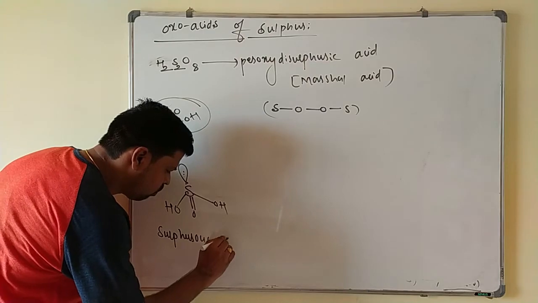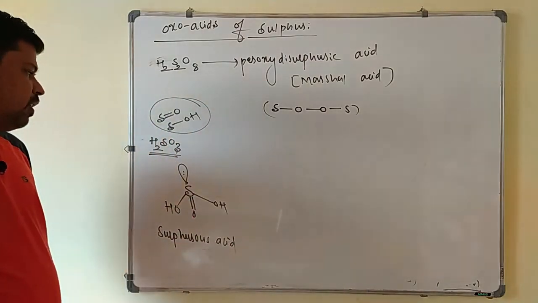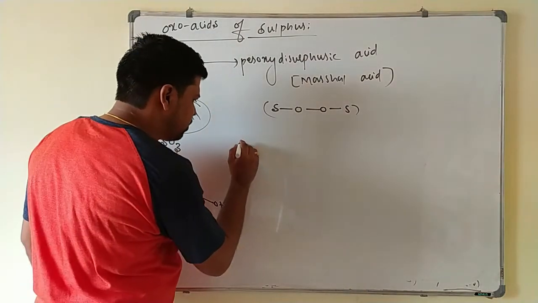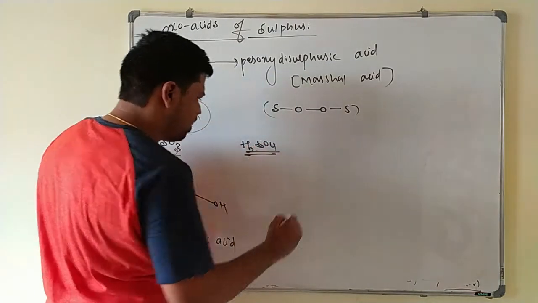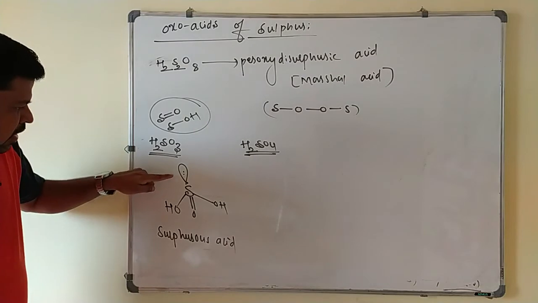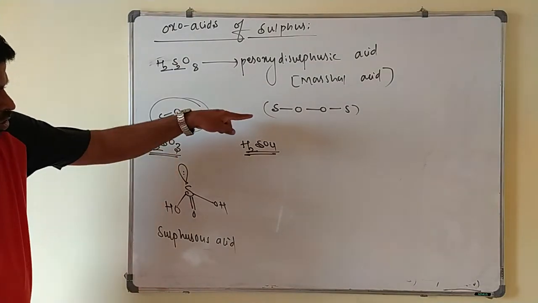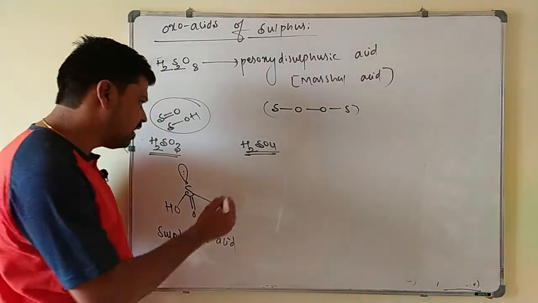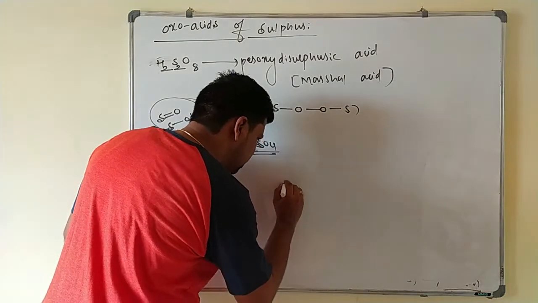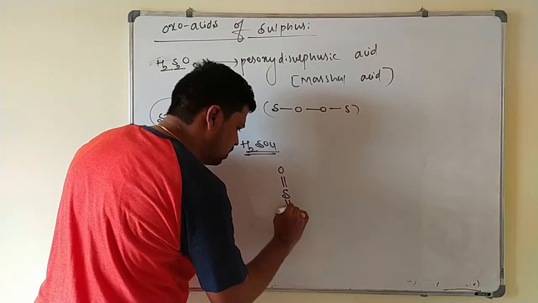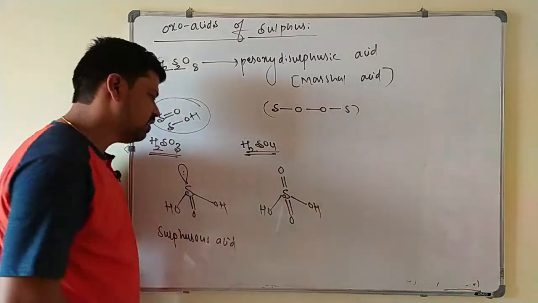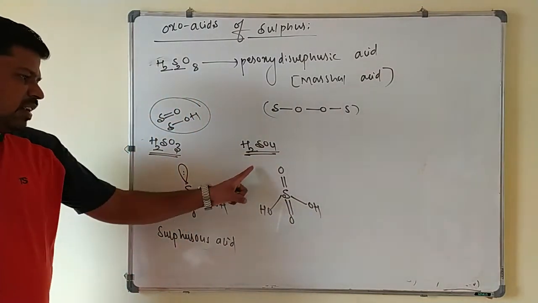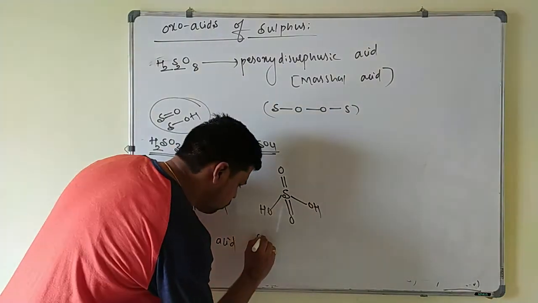Sulfurous acid. These structures are very, very important. You have to remember. Next one I will write H2SO4, sulfuric acid. In the sulfuric acid, what you have to do is replace this lone pair of electrons with another oxygen, that is S double bond O. You will get the structure of sulfuric acid. S double bond O, this is S double bond O, and this is OH, and this also OH. This is sulfurous acid, and this is sulfuric acid.